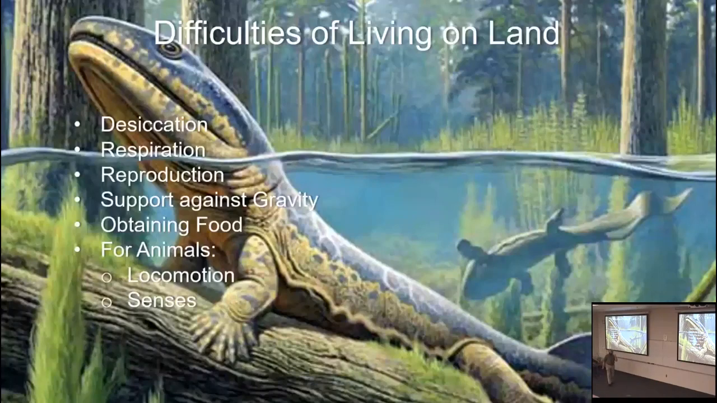Vertebrates, we already had something in our ancestry. We had an internal skeleton of bone, something that evolved for life in the water. But because it existed, it could work as a support against gravity. And then, for obtaining food, that had to change.